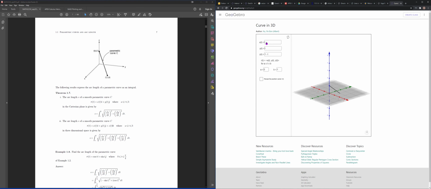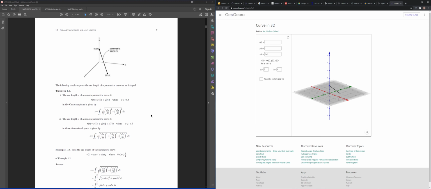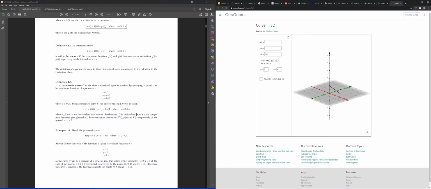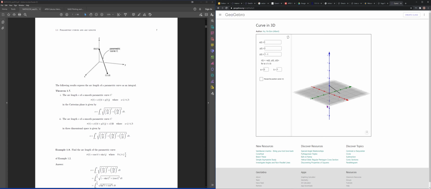So we plot them. We have x of t is equal to t, y is equal to t, z is equal to 1 minus t. The a is 0, the b is equal to 1, and when we plot it, we get this over here, right? So we get a straight line segment, and that actually is the same as what we have, right? This obviously is a little better because you can rotate and see what's going on.